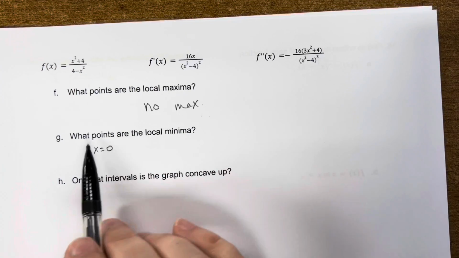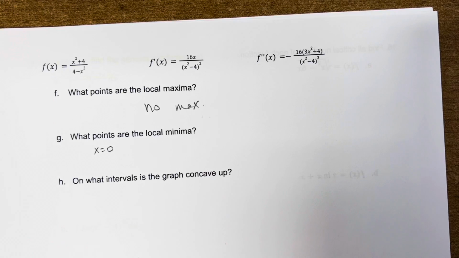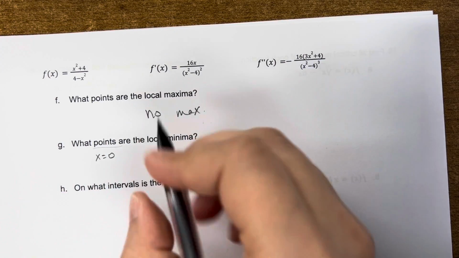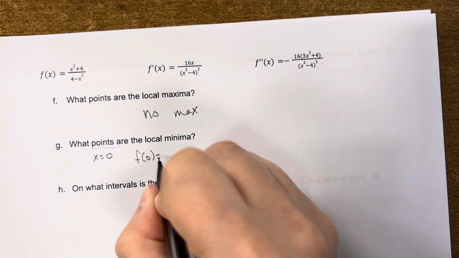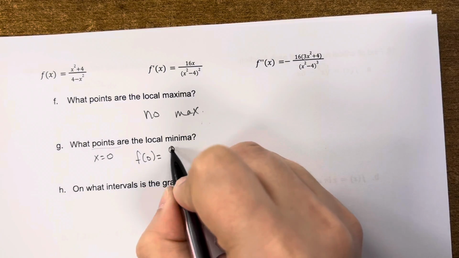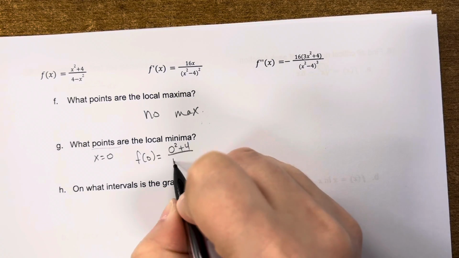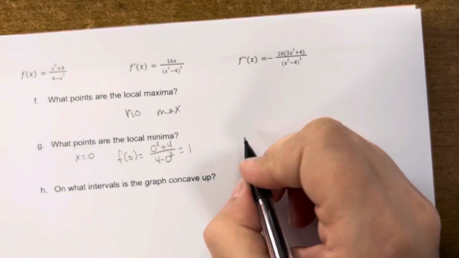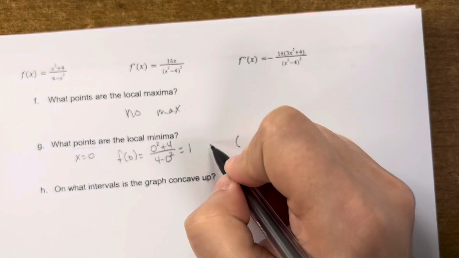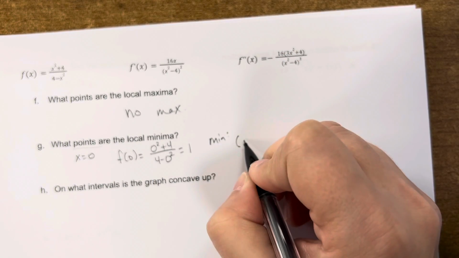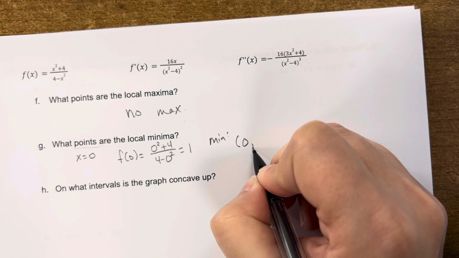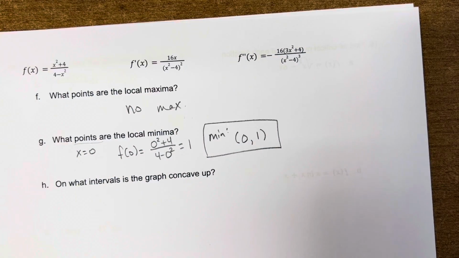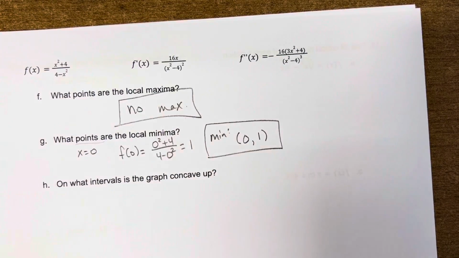This one, remember with a point, I have to give an x and a y value. So I need to find out at x equals 0, what is happening. So what is f of 0? That would be 0 squared plus 4 over 4 minus 0 squared, which I already found earlier was 1. So this minimum point is at 0, because that's my x value, and then 1 is my y value. No maximum in this case.